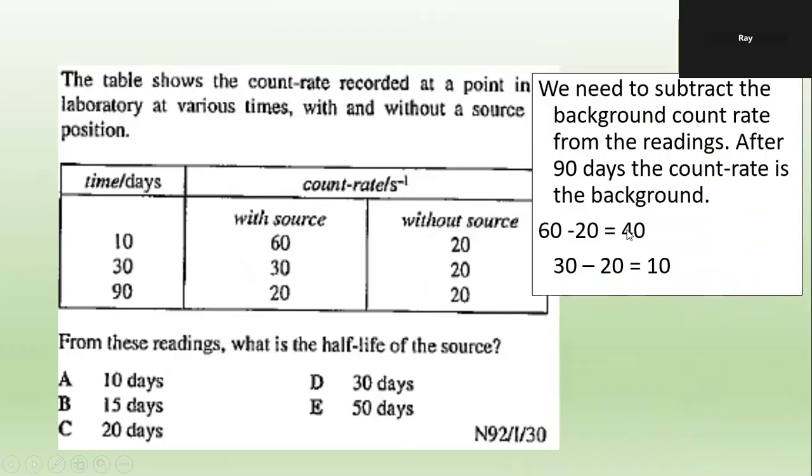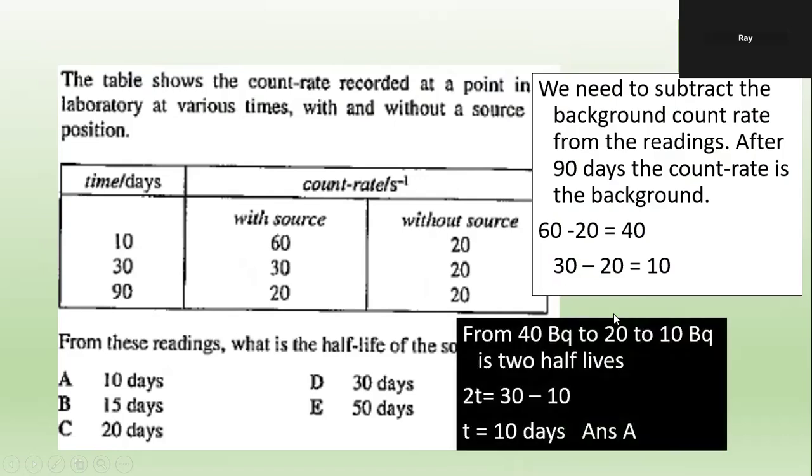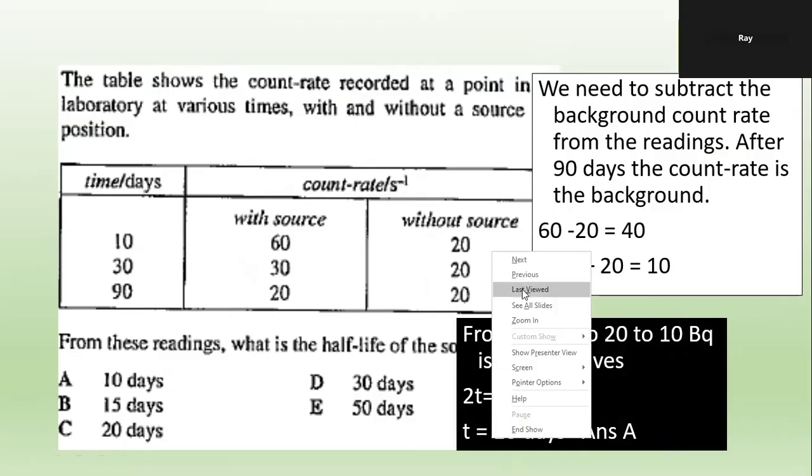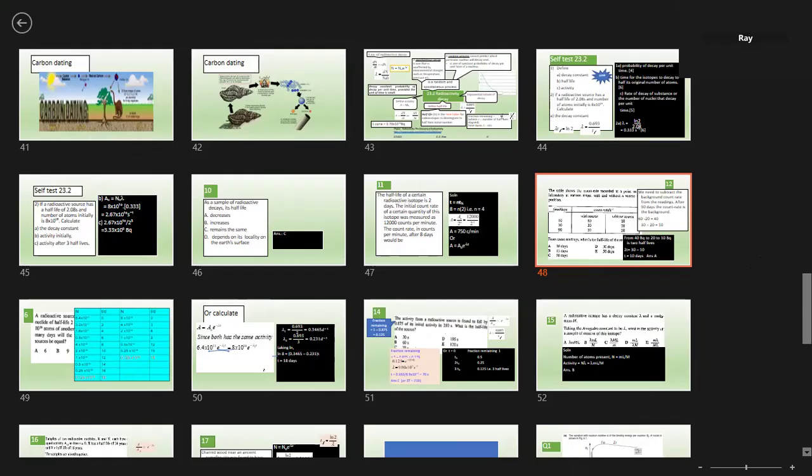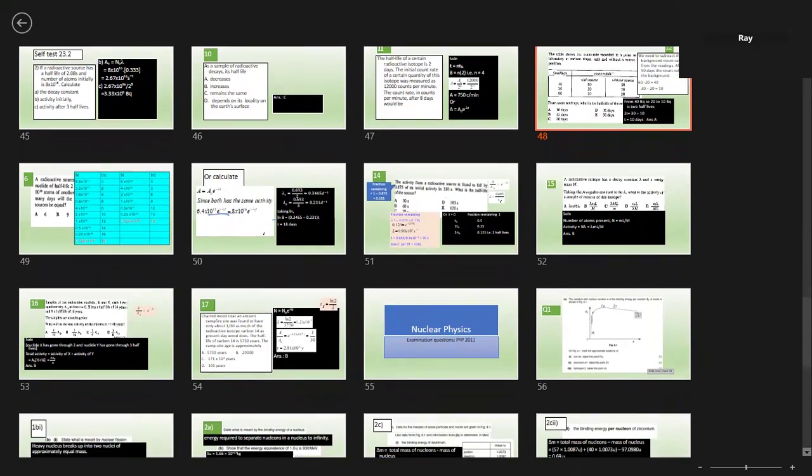So 40 to 10 is 2 half-lives. 40 to 20, 20 to 10, so 2 half-lives. So 2 half-lives times 10 days. 10 days. A. Okay. The rest you can try yourself.